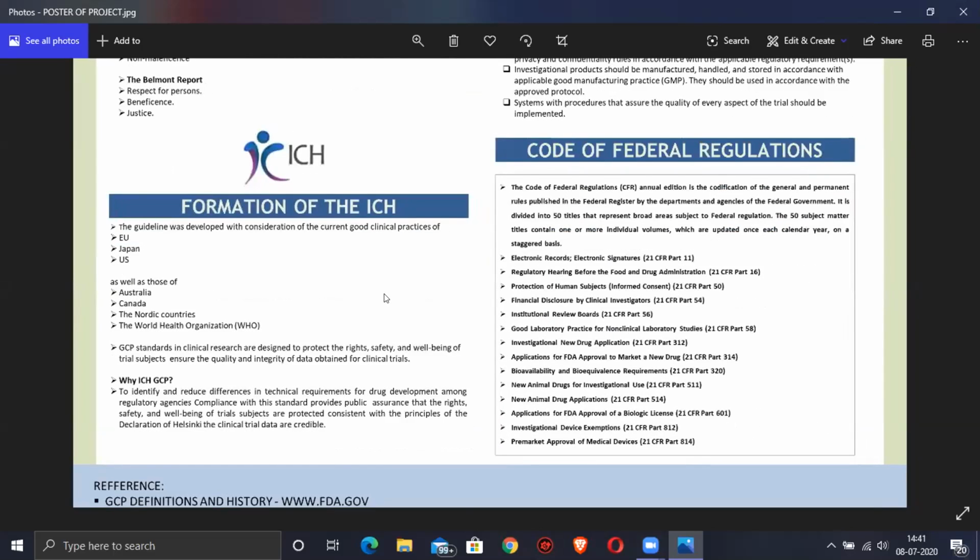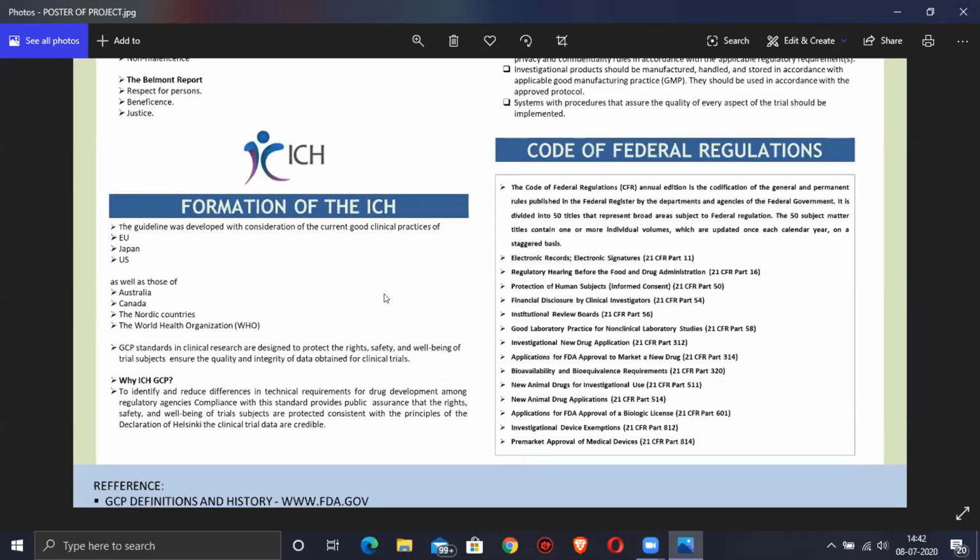Now, the guideline was developed, as I said before, for the good clinical practices, mainly by the European Union, Japan, and the United States of America, as well as many countries such as Australia, Canada, the Nordic countries such as Ireland, Norway, and the World Health Organization.